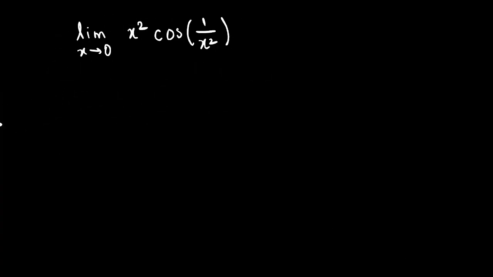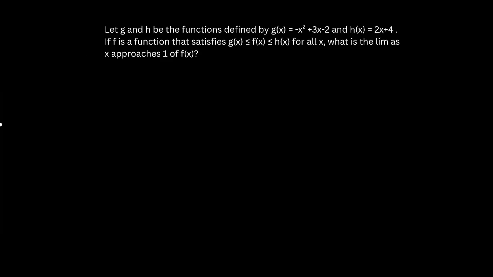So now let's look at some other examples. This is a very common type of problem that you can expect to see on the AP exam as well as in a college calculus exam. In this problem, we're told: let g and h be the functions defined by g of x equals negative x squared plus 3x minus 2, and h of x equals 2x plus 4. If f is a function that satisfies g of x is less than or equal to f of x, which is less than or equal to h of x for all values of x, what is the limit as x approaches 1 of f of x?